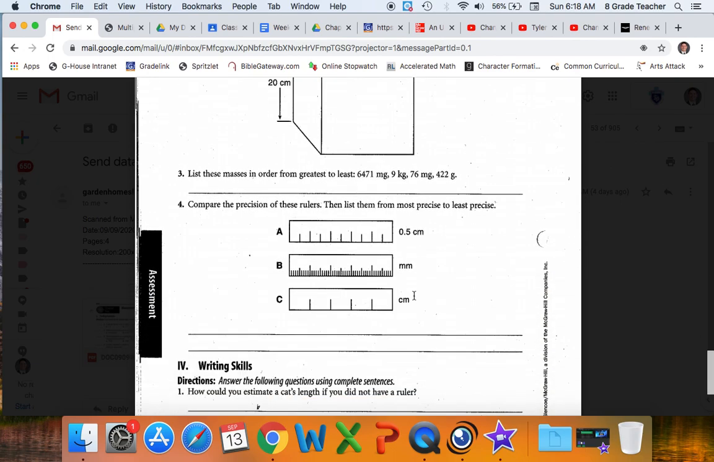Number 4, compare the precision of these rulers and list them from most precise to least precise. What I'd like you to do is to write just the letter of the ruler on this line with a little comma in between. So from the most precise to least precise. Most precise would mean that which one has the smallest units of measurement. Here's centimeters, centimeters, and millimeters. Millimeters is going to be smaller. And I should say this is half centimeters, where this is full centimeters. So still millimeters is smaller, so letter B goes first. Next you have letter A because it's half centimeters. And then last you'd have C, so this would be B, A, C.